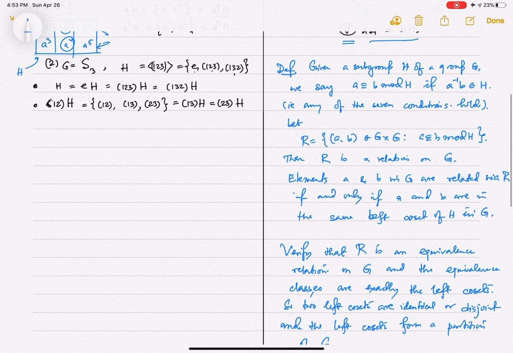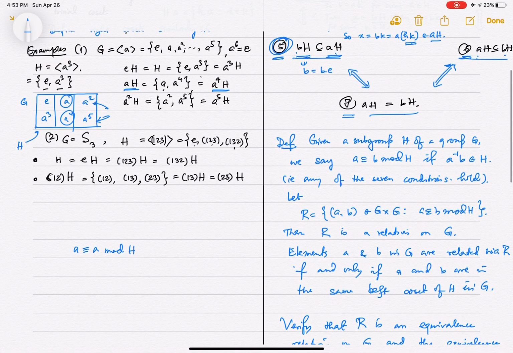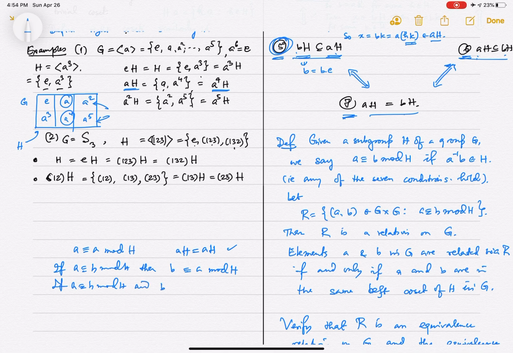Let me still verify why this is an equivalence relation. So remember, one has to check 3 things. That A is related to A. That just says A and A are in the same coset. If you use the condition 7, it's the simplest, I think. It's just saying AH equals AH. Of course, true. The second one is saying that if A is congruent to B mod H, then B is congruent to A mod H. Again, if you use this condition 7, then it's automatic. Both are equivalent to saying AH equals BH. And the third says that if A is congruent to B mod H and B is congruent to C mod H, then A is congruent to C mod H. And again, if you use condition 7, it's immediate.